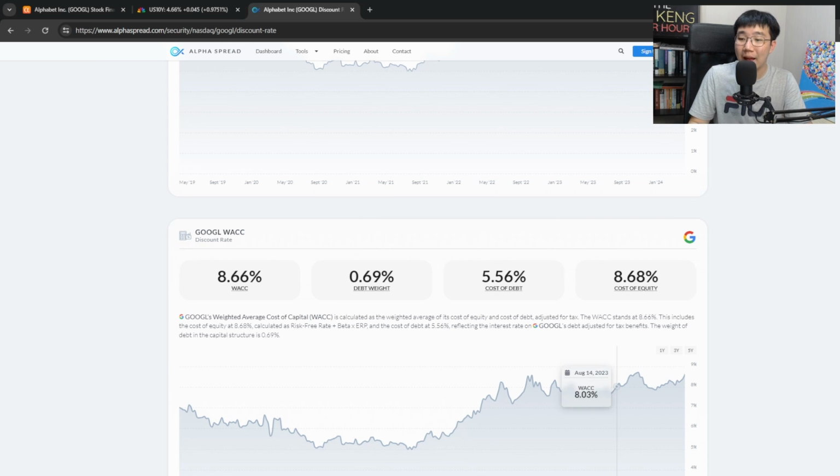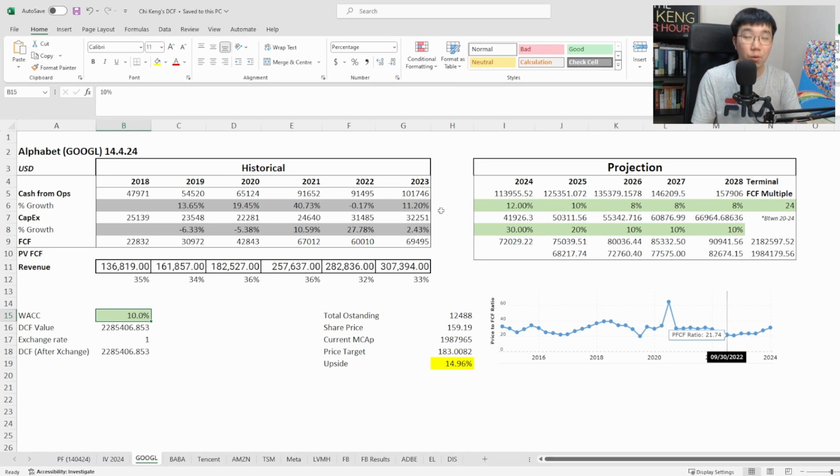So by using a 10% discount rate, you're actually being more aggressive because the higher the number, the more aggressive your discounting is. So after all this projection, voila, the model will essentially spit out a particular number or a particular price target. Of course, you have to input more details like the total outstanding shares, the share price today, the current market cap. So they basically just tabulate the present value of all future cash flow. And voila, that's your DCF in short.